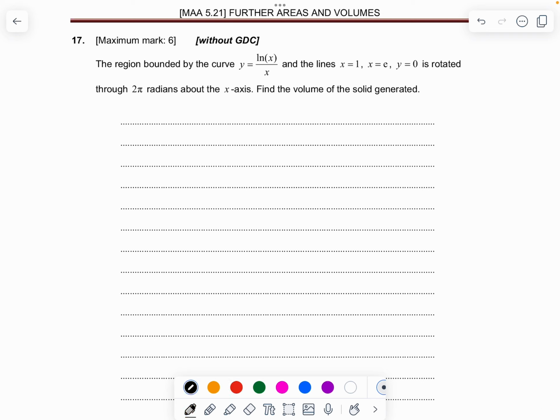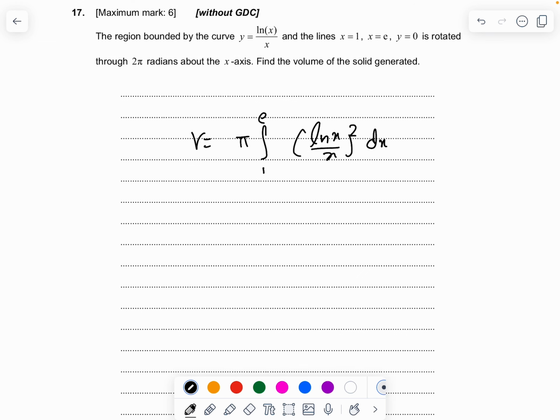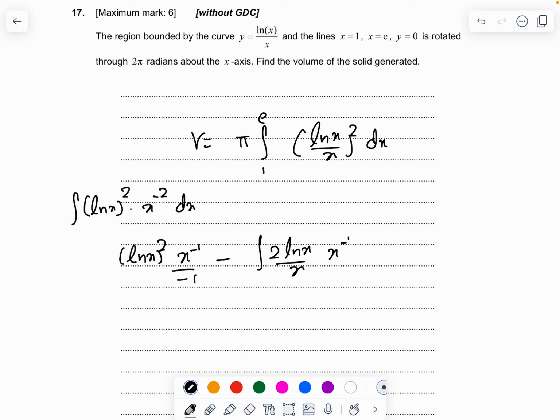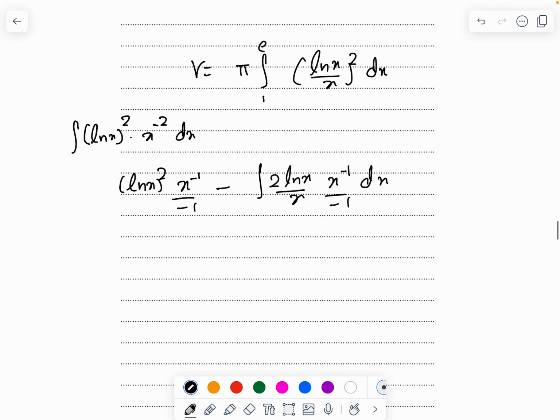Question number 17. Volume equals pi integral 1 to e of (ln x upon x) whole square dx. This is without GDC, so you should do integration by parts. So (ln x) whole square times x power negative 2 dx. First function, integral of second function, minus integral of derivative of first times integral of second. So minus (ln x) whole square upon x plus integral of 2 ln x upon x square dx.